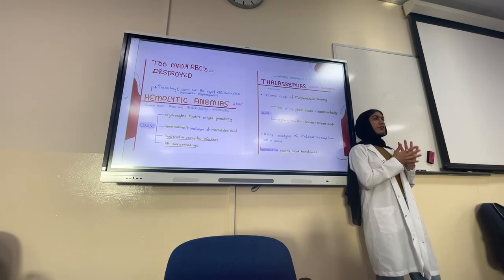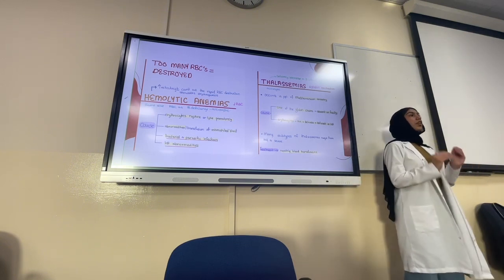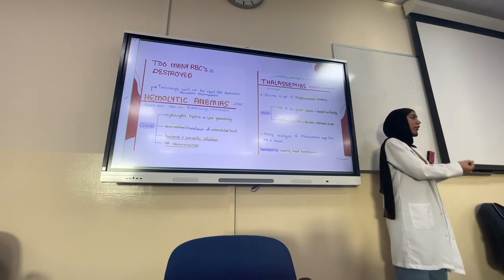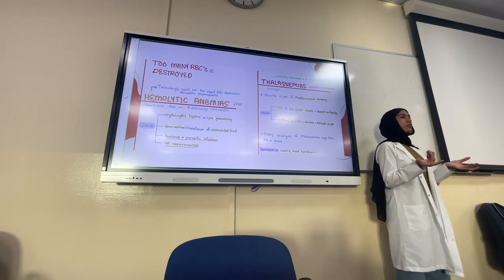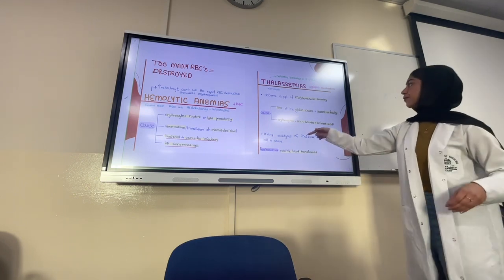And the mild one is sometimes mistaken for iron deficiency anemia. So in this case, we don't want to give the patient so much iron that they have an overdose of iron. But in reality, what did they have? Thalassemia, not iron deficiency anemia. Okay.